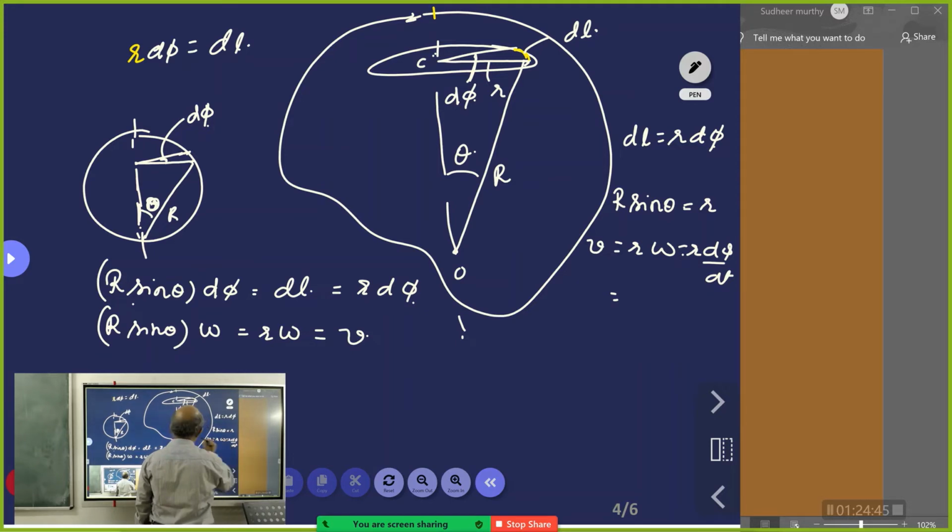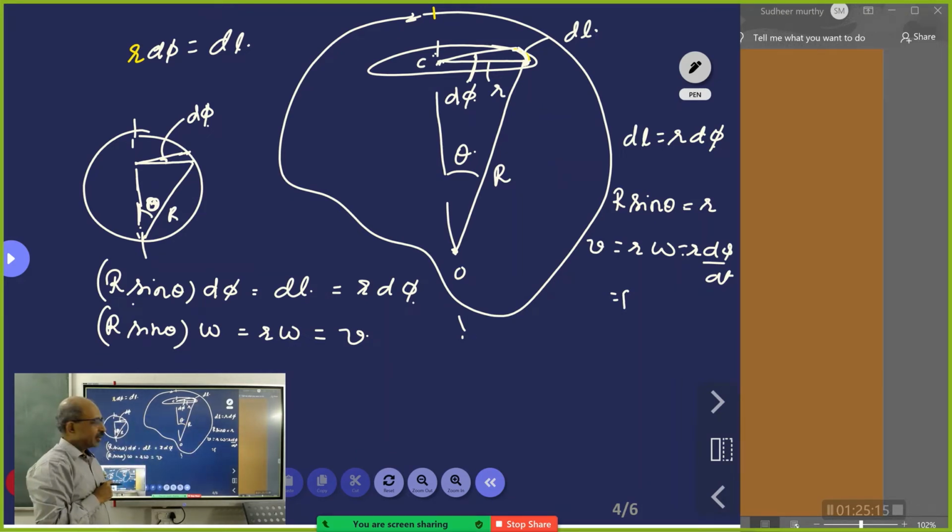So therefore, when you see this happening from this point also, you are going to see this dl, and it will cover the dl in the time dt only, isn't it? Therefore, this small r is equal to r sine theta. Therefore, from this point you see it going with omega, and from this point also you see it going with omega only.